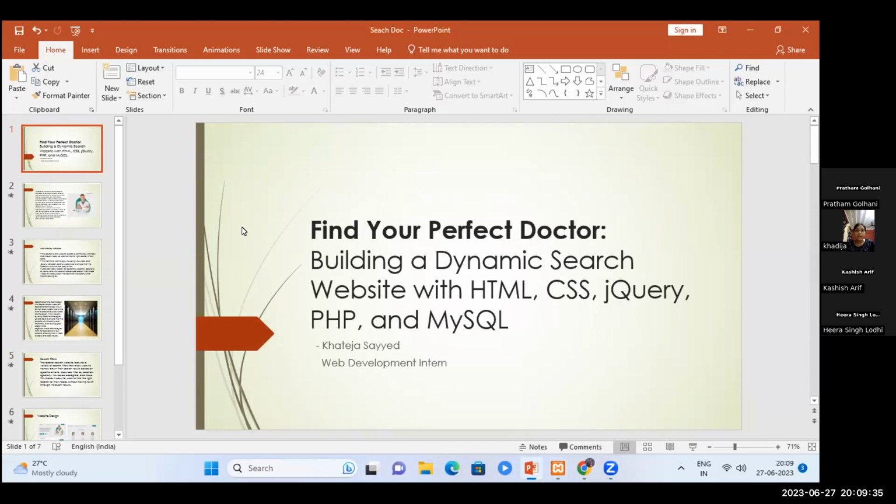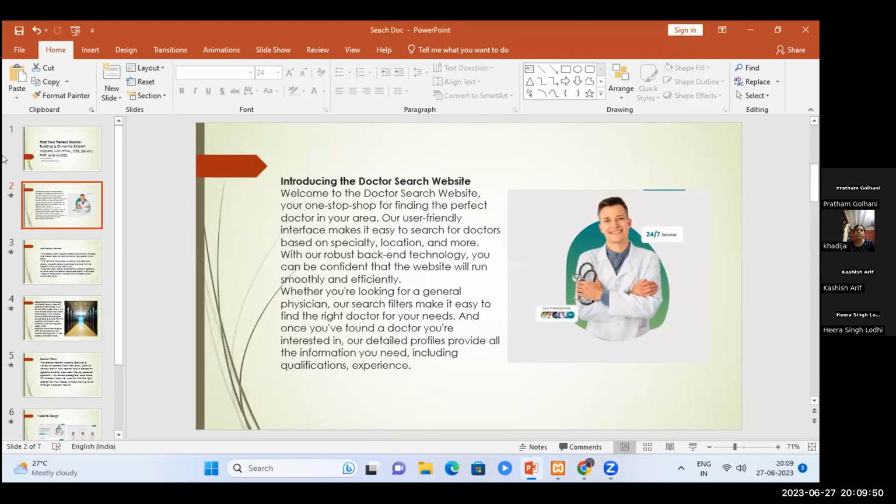So the task I was allotted was the doctor search website. I've built this website using HTML, CSS, and jQuery, which is a JavaScript framework, and for the backend, I have used PHP and MySQL. Intro for the website: the main objective is to create a user-friendly web page which allows users to browse through the category and a particular area and find the doctor based on the area.